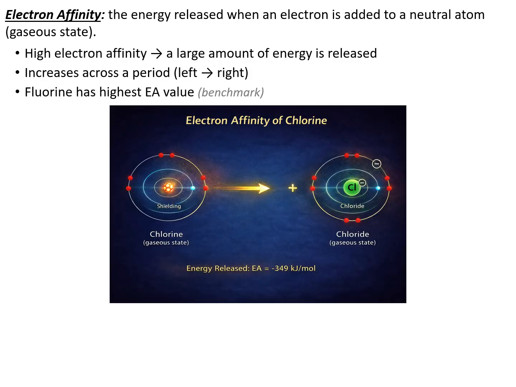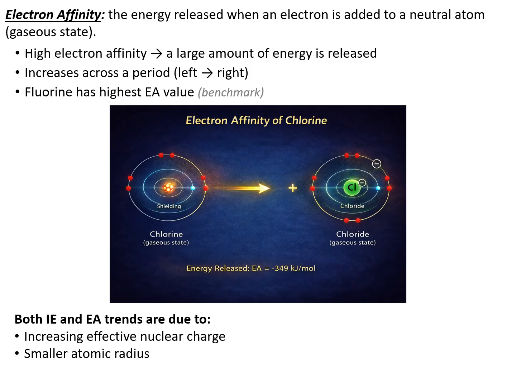Here we have the electron affinity of chlorine. We're just adding electrons. We start out, oh dear, my diagram's not right. There should be 7 valence electrons on this chlorine atom. Then we add another electron to it, and now the complete shell is filled up and we have a chloride ion in the gaseous state. This process releases negative 349 kilojoules per mole. Both the ionization energy and electron affinity trends are due to increasing effective nuclear charge, which gives you a smaller atomic radius.